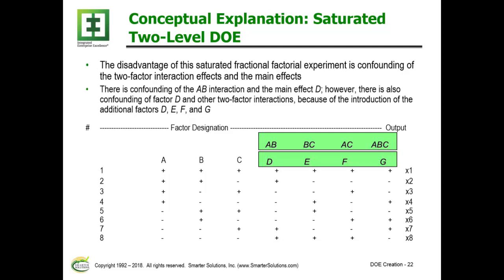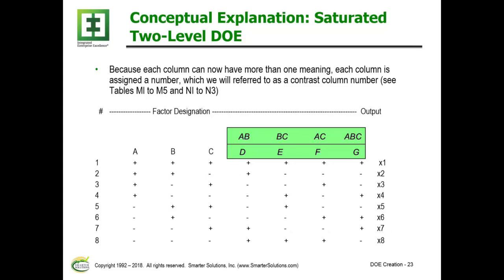The disadvantage of this is what's called confounding. You can see, for example, AB is confounded with D, because you simply do the arithmetic like we did before for the fourth column, but now we don't know if it's D or AB. I'd like you to stop this recording and look at tables M1 to M5 in the back of the book, and also N1 to N3. The M tables describe various designs that you can have, and tables N1 to N3 describe the various interactions that you can have.